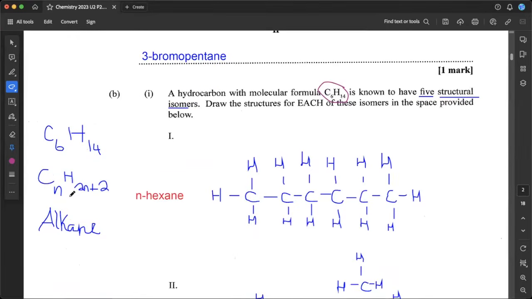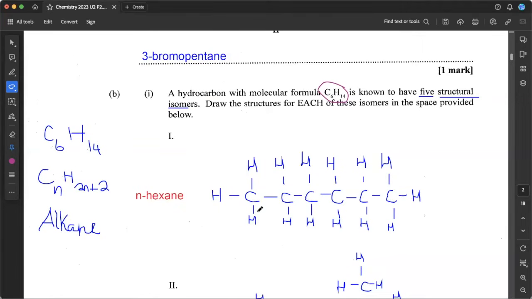Of course, we know that this is an alkane because when we apply the general formula CnH2n+2, it works out. So we know it's an alkane. In fact, it's hexane, because it has 6 carbons and they're all carbon-carbon single bonds. So we have a hexane here.